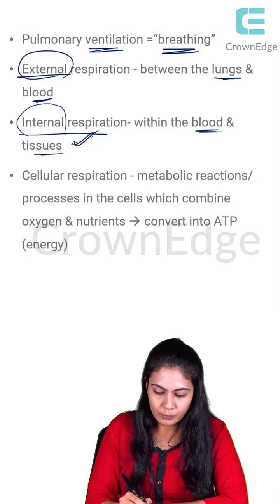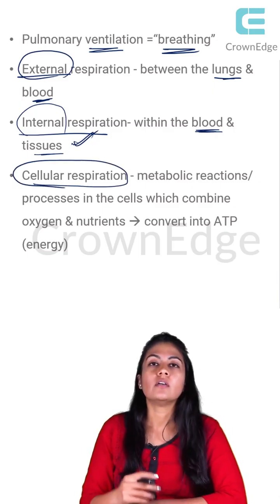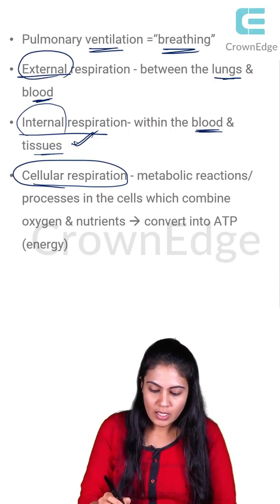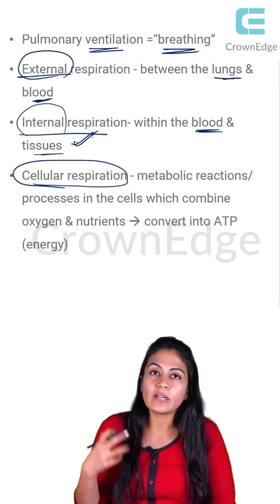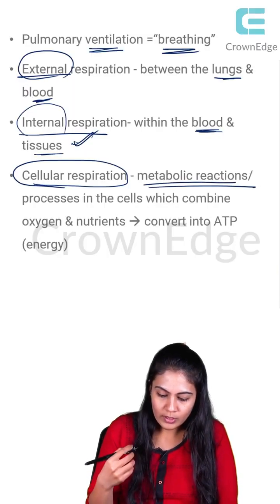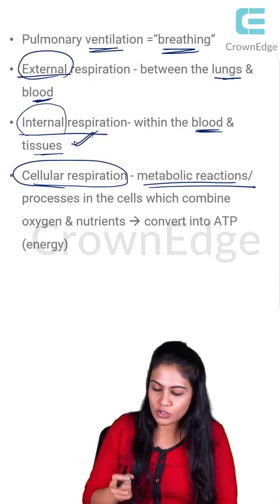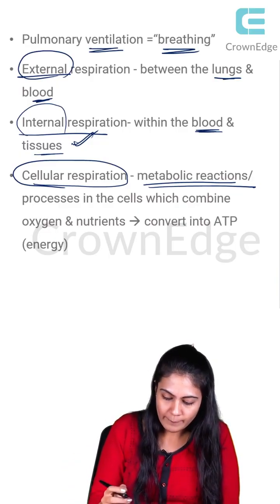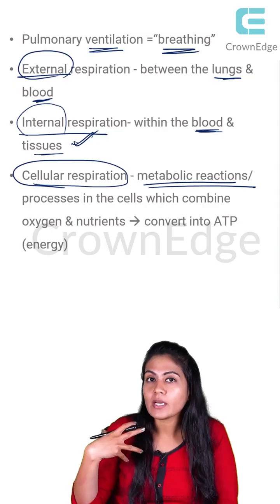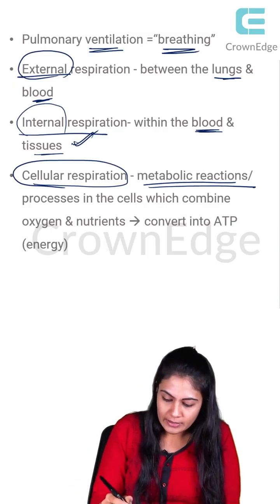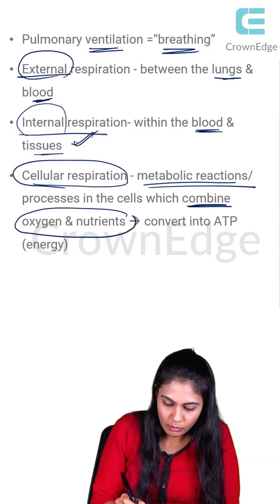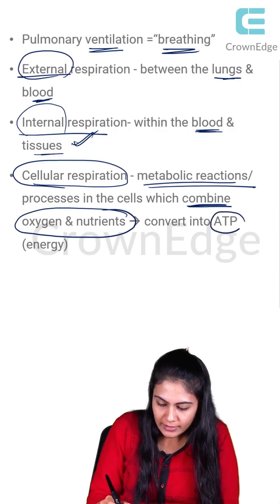Then one important definition comes, that is cellular respiration. What do you mean by cellular respiration? In the cells, various metabolic reactions are going on, right? When the metabolic reactions are going on, the cell will use oxygen, and it will create carbon dioxide. The mitochondria use the oxygen, combine it with the various nutrients, and convert that into ATP.